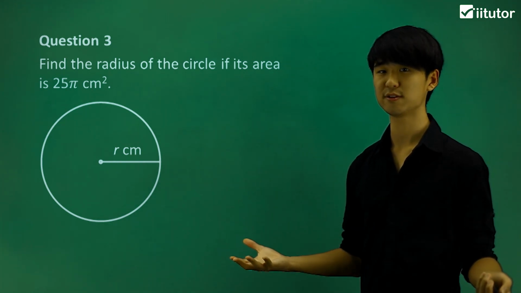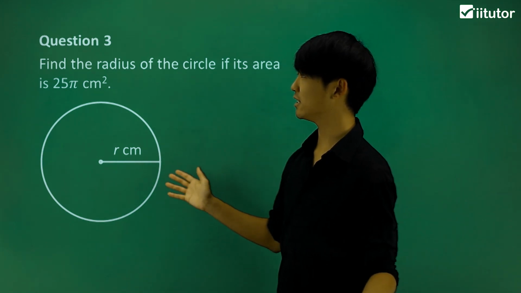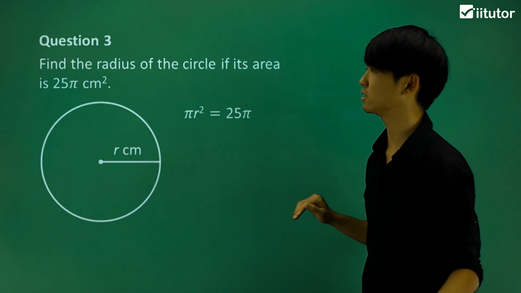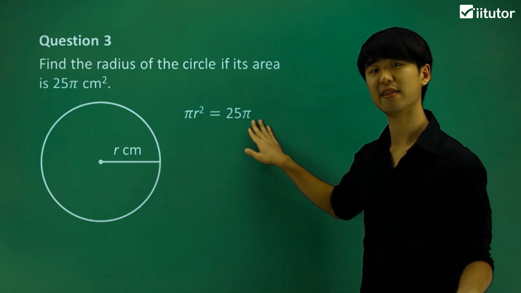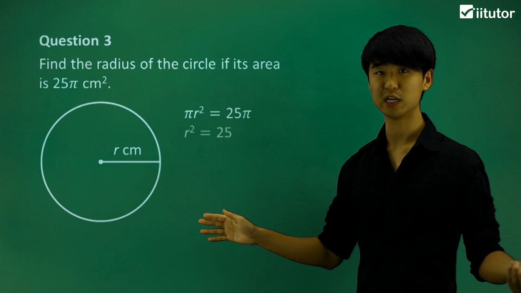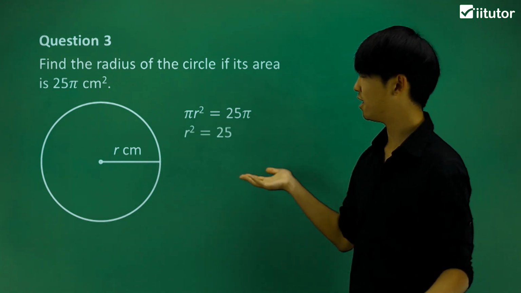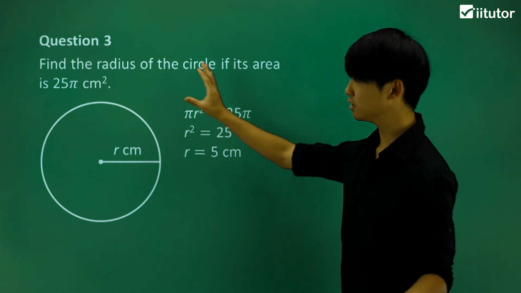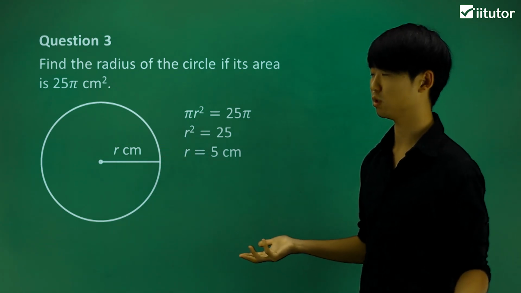We're still going to be using the fact that area equals pi r squared, but in this case, pi r squared equals 25 pi. That's what we're going to start off with. We can see that there's a pi there and a pi there, so what I can do is get rid of both pi's. We divide both sides by pi, which leaves us with r squared equals 25. Then r should be simply 5 centimeters. So in this question, again, they gave us the area and we worked backwards to find what that radius was.